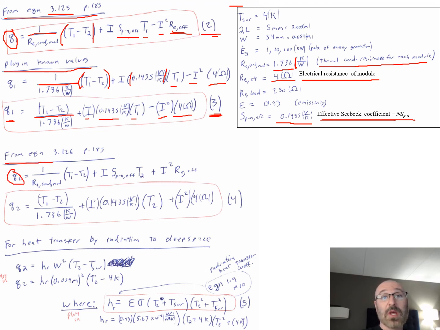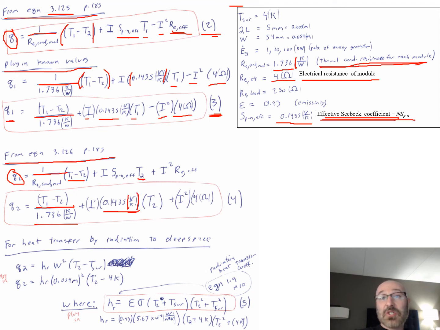This is from equation 3.126 on page 185 of our textbook. So we have 1 over that same value for our R sub T. We come back over here, R sub T, our thermal conductive resistance for each module, and plug in our known value for that, 1.76. We'll move this T1 minus T2 over to the numerator where that 1 is and multiply that through. Plus now we have our I term times our effective Seebeck coefficient, so we can plug that in, 0.1435 in units of V over K.